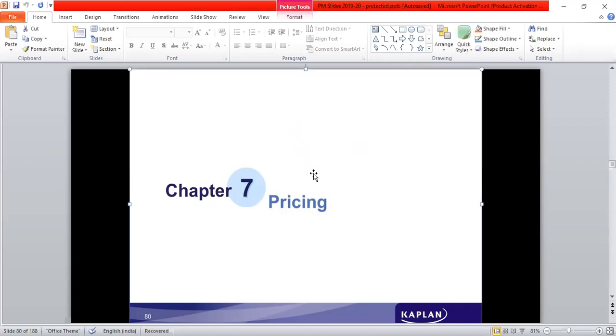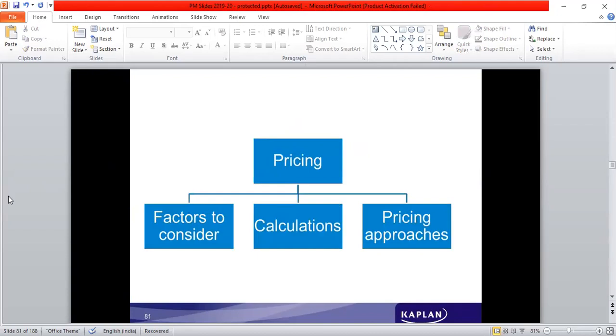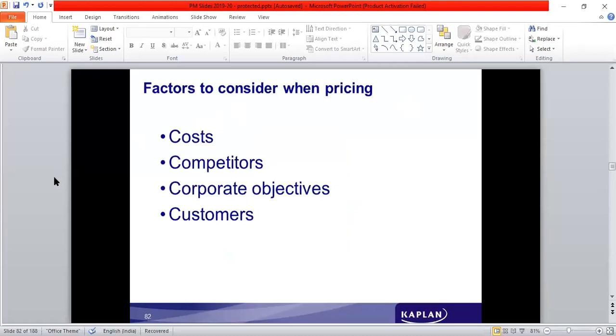The next concept is pricing decisions. How are products priced? What are the decisions related to pricing? That is the next topic we have. Under pricing, what are the factors to be considered, the calculations to be taken up, and the pricing approaches. What are the factors to be considered when products are priced? The first one is cost, competitors, corporate objectives, and customers.